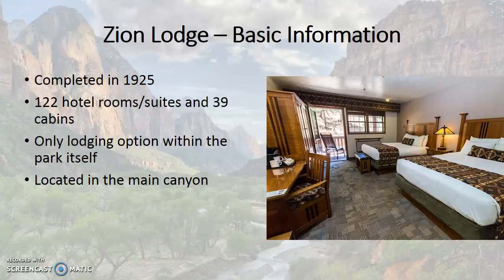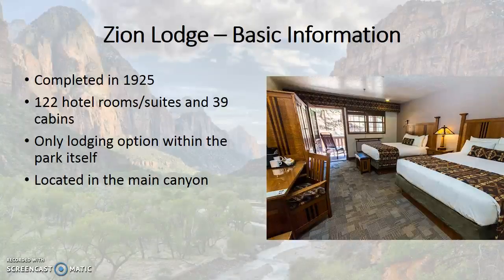The Zion Lodge was built in the 1920s and was subsequently rebuilt in the 1960s. The Zion Lodge website advertises 100 hotel rooms, 22 suites, and 40 cabins, but after contacting the lodge directly, we found that only 39 cabins were available.